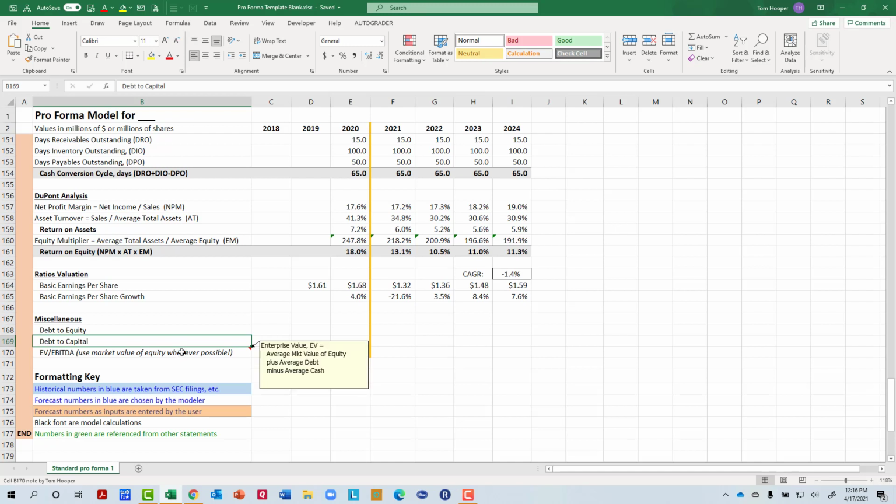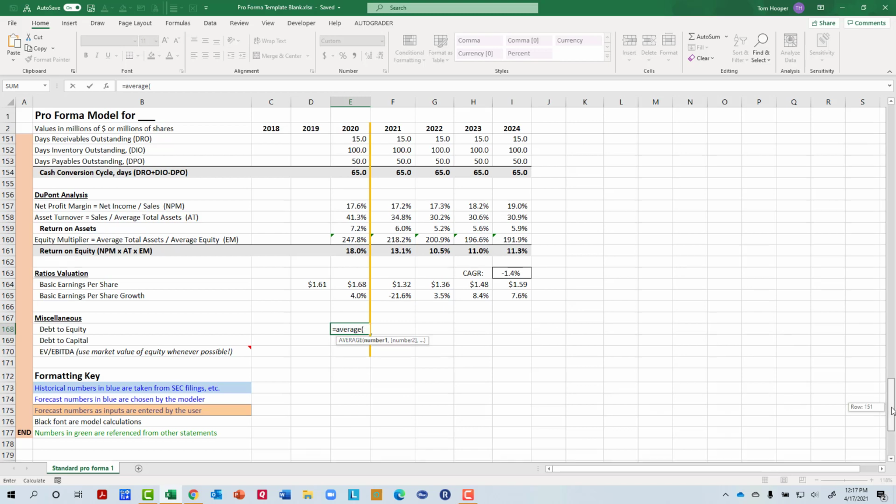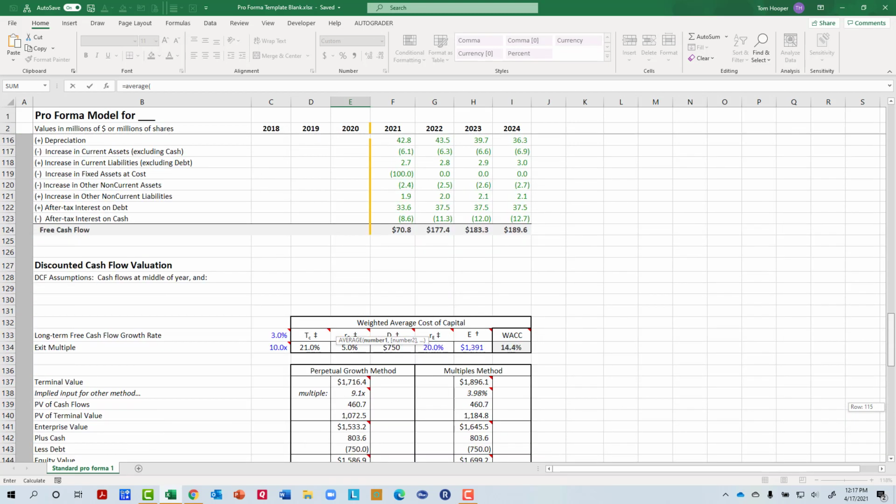And then here, where we're looking at enterprise value per EBITDA, this is a bit more performance. So where these are capital, I'm going to be using book values. And where this is a little bit more performance-based, I'm going to be using market value where possible. So let's go ahead and do our debt to equity. As I said, that's the average of our total liabilities over our total equities.